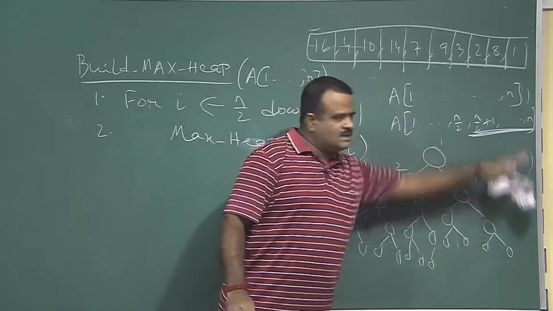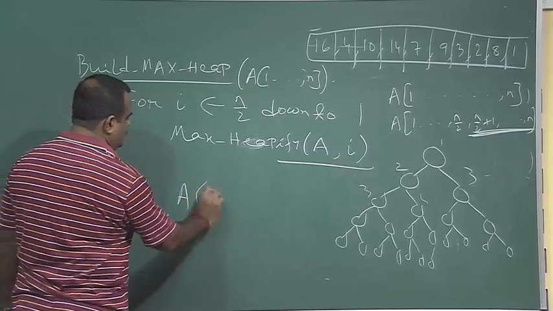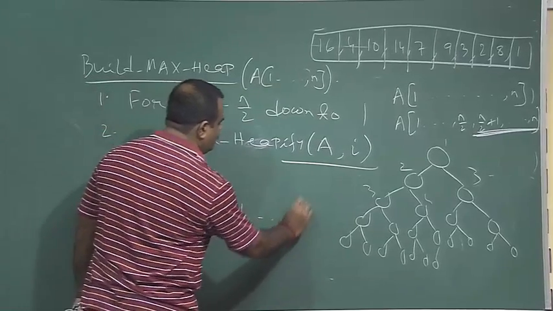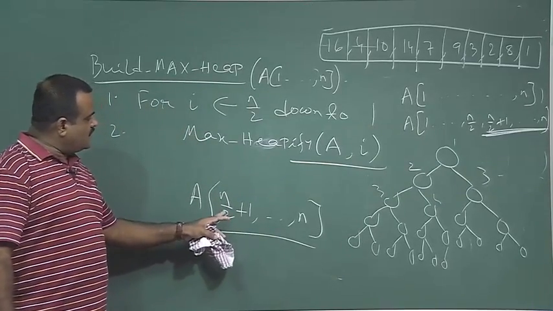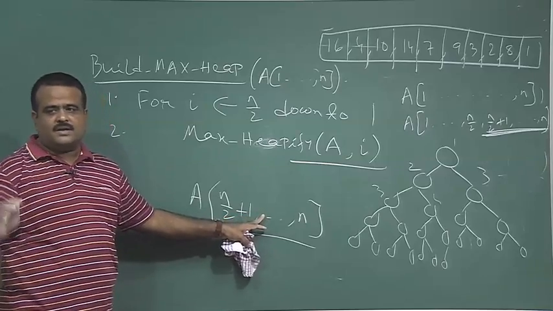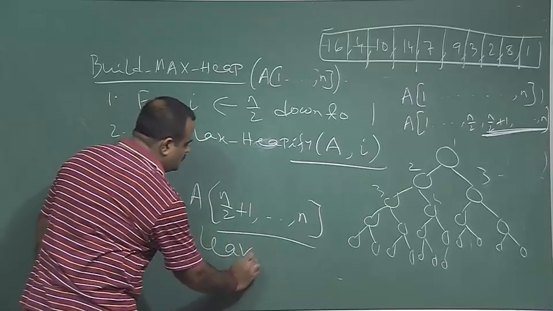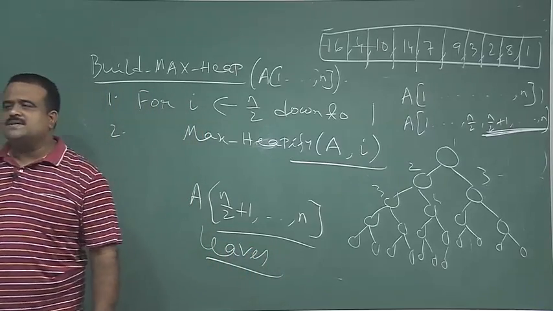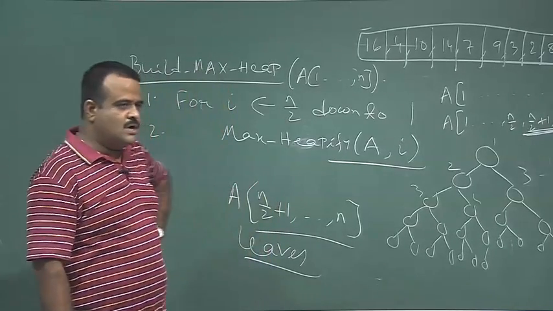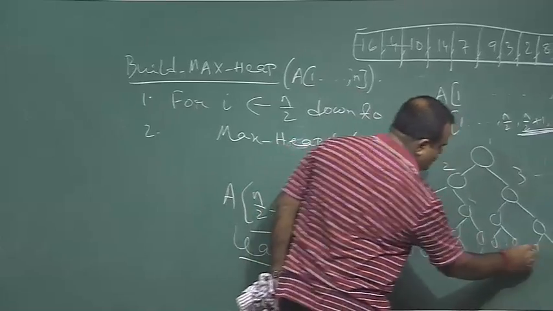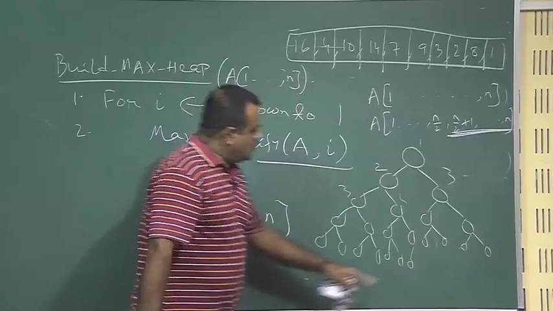Can you tell me what these elements are? From n by 2 plus 1 to n, these are all leaf nodes, because if we take any index from here, then 2i and 2i plus 1 are out of range. So, these are all leaves. A leaf is already Maxified, it is a single node. So, you do not need to care about the leaves.